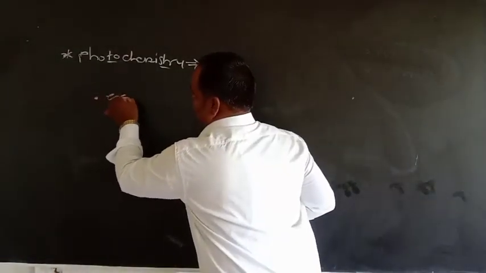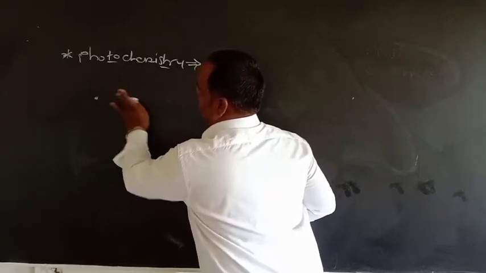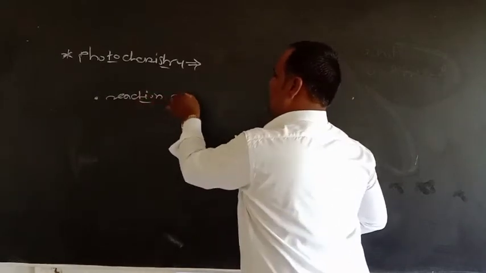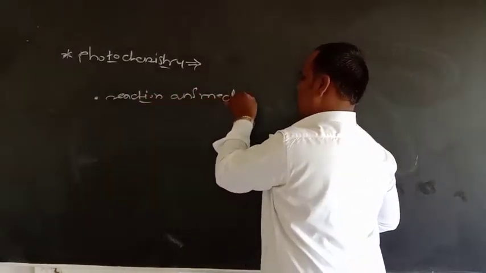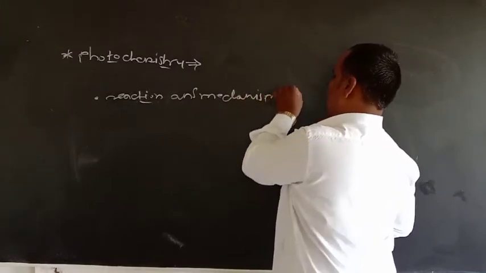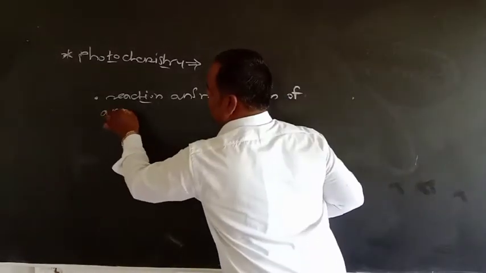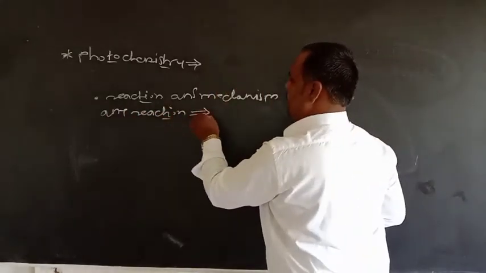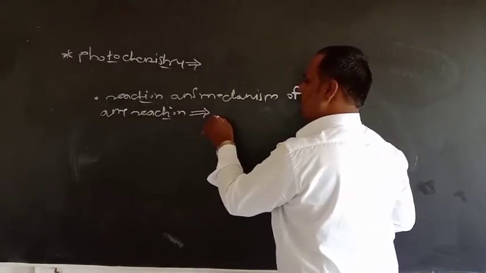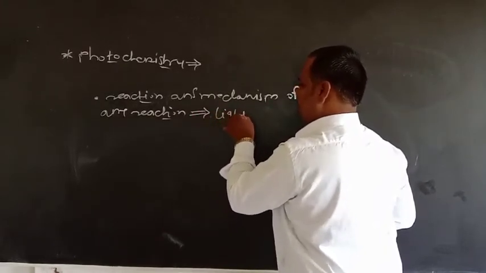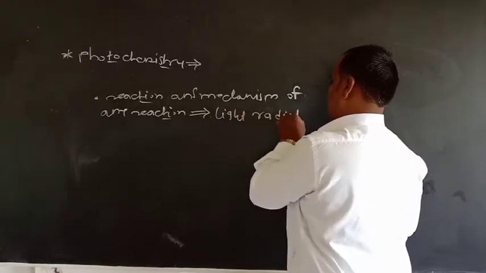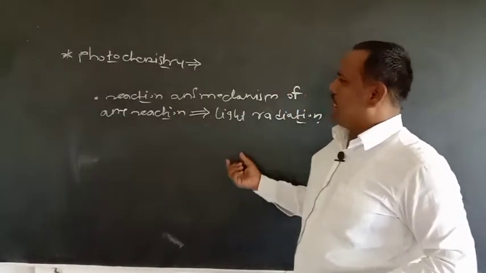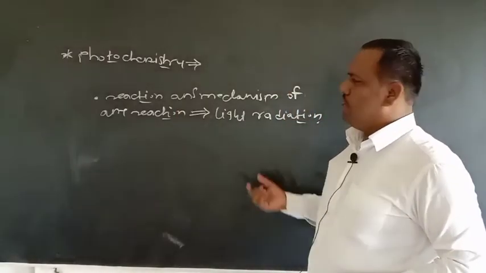So, the first important point of photochemical reactions: the reaction and mechanism of any reaction by exposure of light radiation. So, photochemistry is the reaction and mechanism of any reaction by the exposure of light radiation.